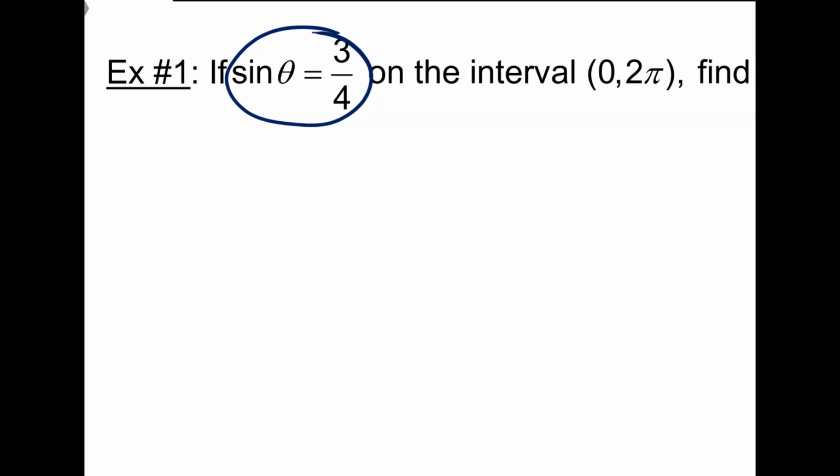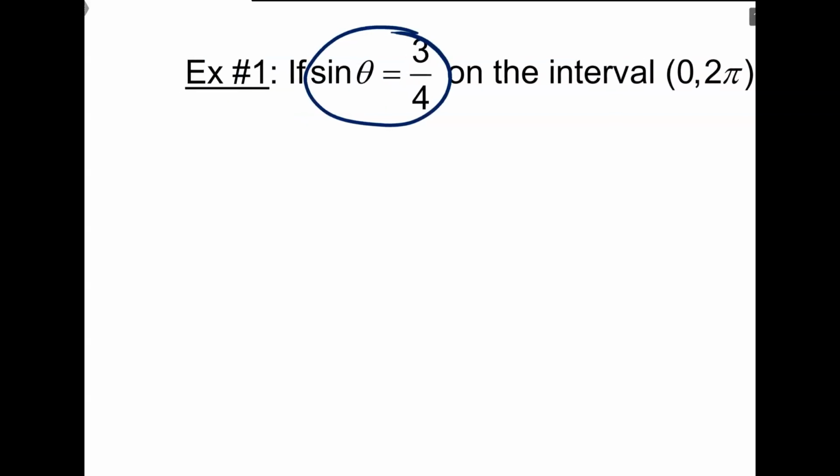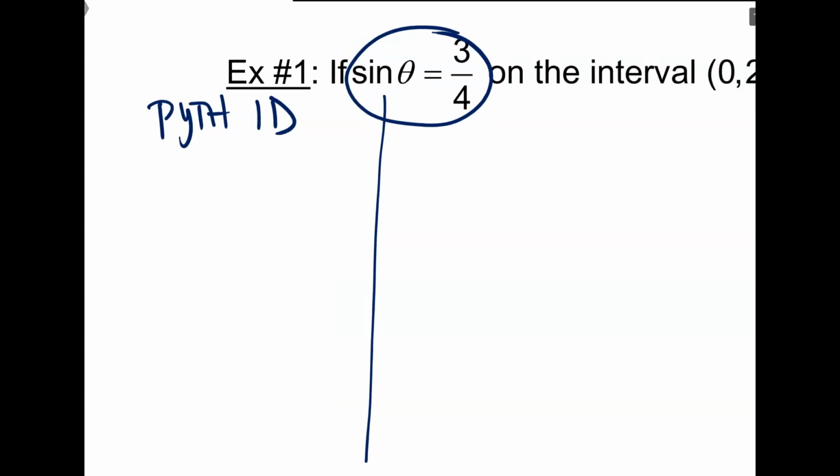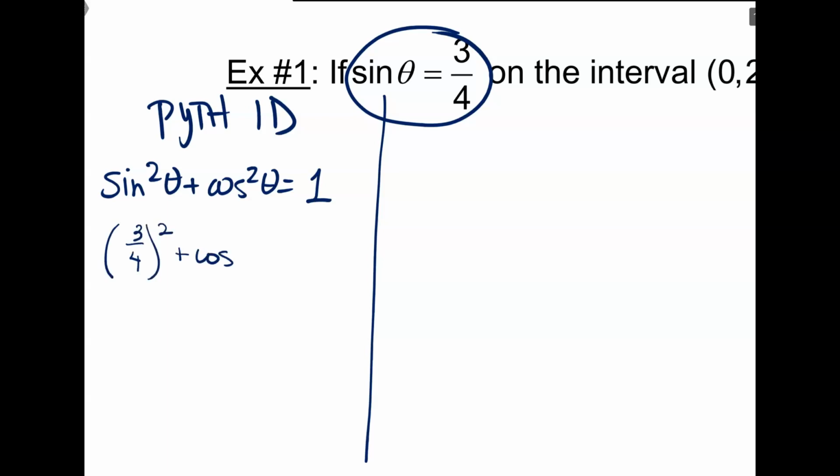Cool. So we're going to use the Pythagorean theorem. Whenever you have sine and you're looking for cosine, the easiest thing to do is use the Pythagorean identity, from section 1. So we know sine squared theta plus cosine squared theta is equal to 1, and I know sine is 3/4. So 3/4 squared plus cosine squared theta is equal to 1.